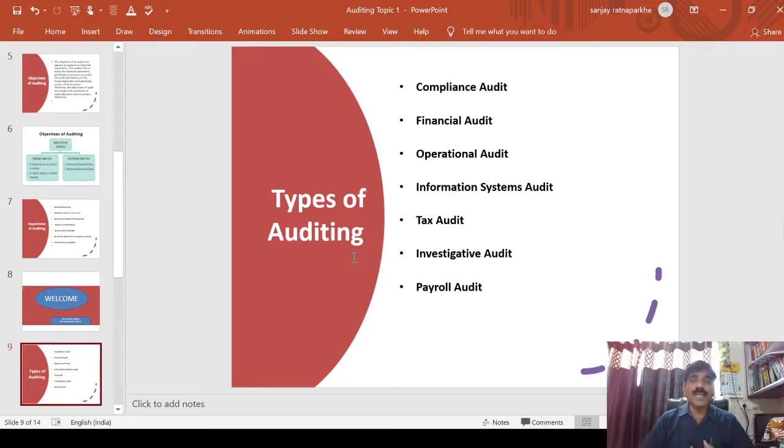So operational audit checks the company's efficiency and effectiveness, and whether the company's objectives are achieved or not. This can be known only through operational audits. So it is also named a management audit.